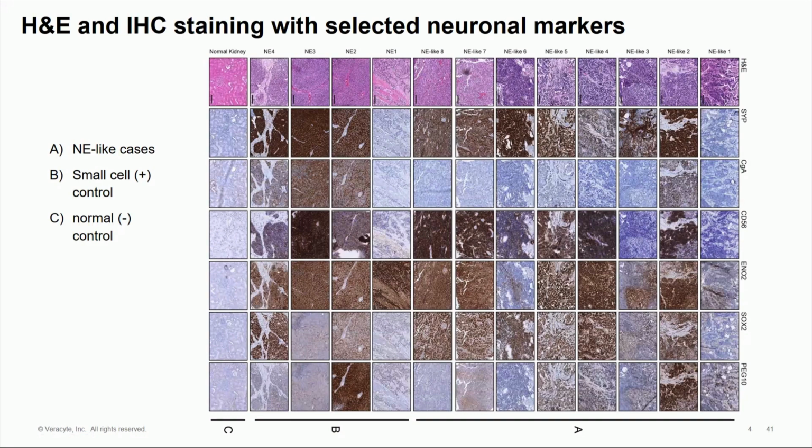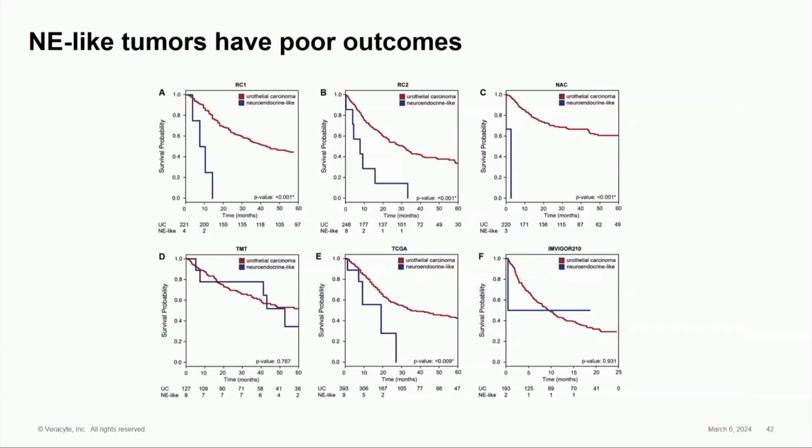So these patients tend to do badly. Since I don't want to run out of time, I'm not going to belabor this, but they tend to have poor outcomes. The only cohort they did well in was the TMT, or chemoradiation, cohort. We really don't have a good explanation for why that might be. It's something to look into, but for the most part, these patients are doing quite poorly.